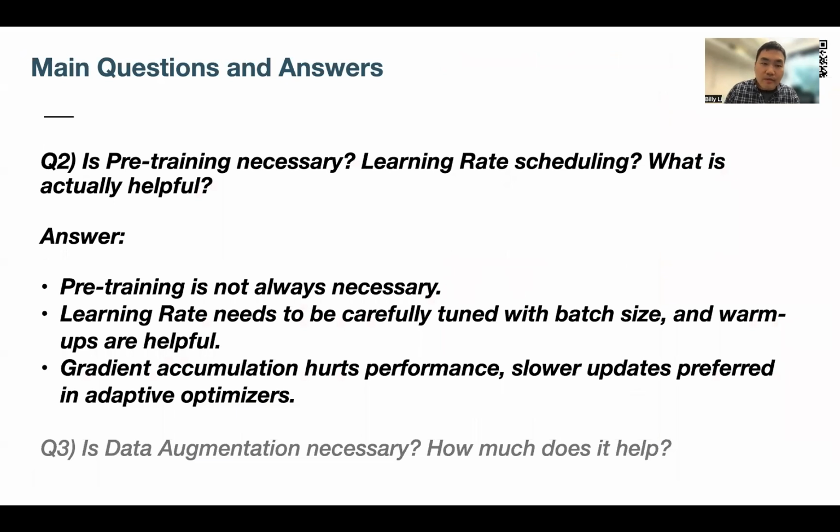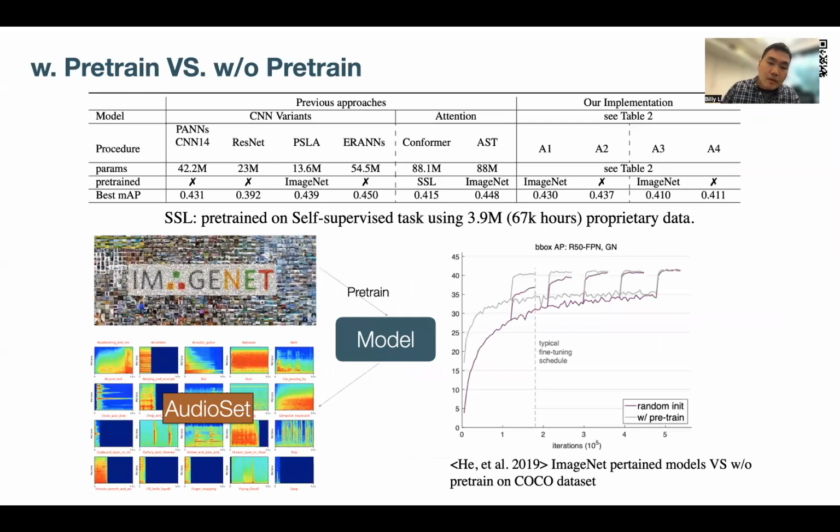So there are a few specific questions. The most poignant one is: is pre-training actually necessary, and what are the most important factors in improving those models? In our findings, pre-training is not always necessary, and the learning rate seems to be the most important factor, going hand in hand with the batch size. So we need to pay special attention to learning rates, and tricks like gradient accumulation or momentum might not help the model training all the time.